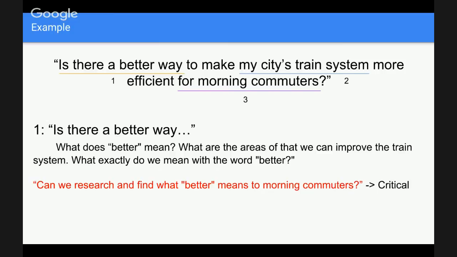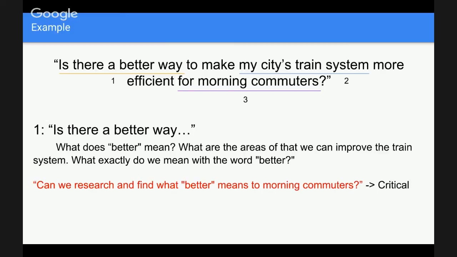This is how we unpackage, dive deep, and break down this one single question. Hopefully at the end, you'll find out that there's a lot going on that we need to really ask ourselves. I've highlighted this general question in three parts, 1, 2, and 3, because these are critical points in this sentence. So let's unpack it. Number 1, is there a better way?